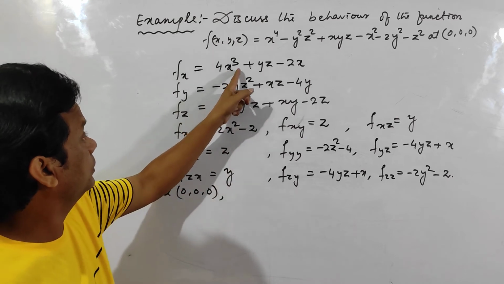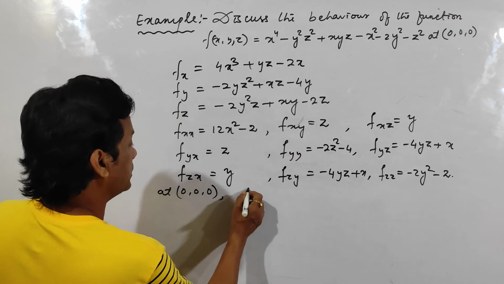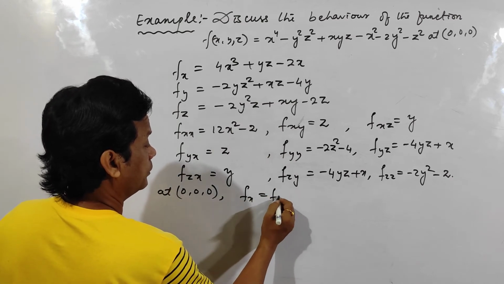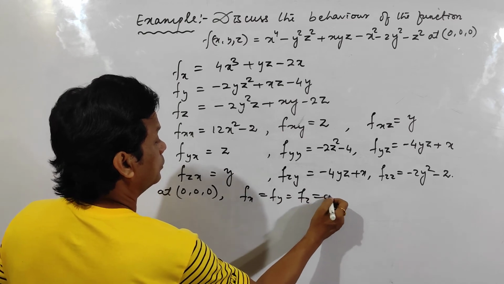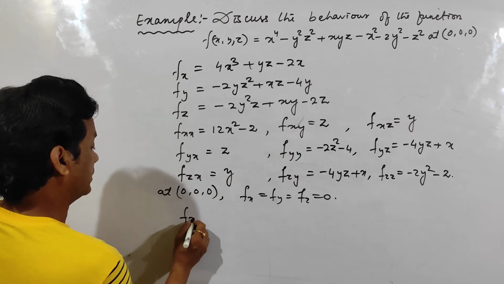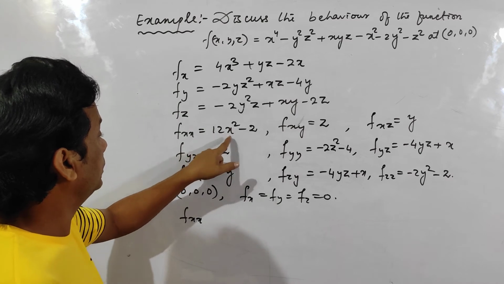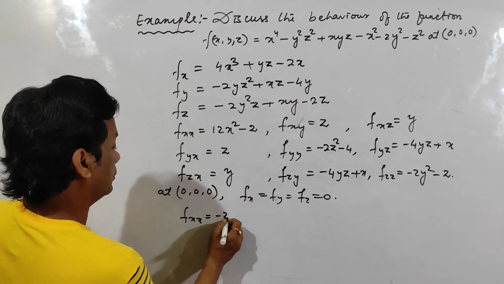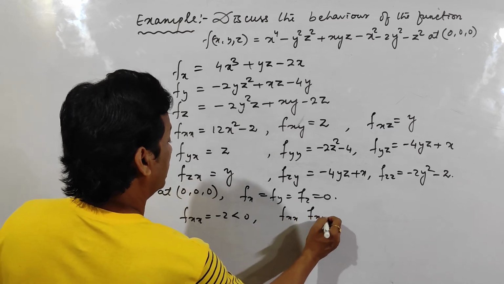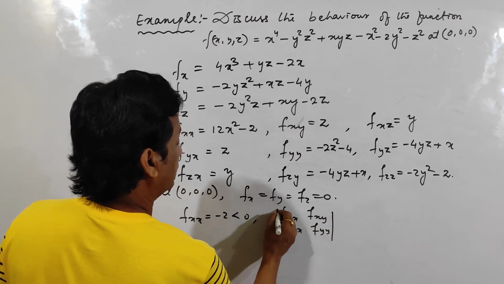to 0, z is equal to 0, fx will be 0. This one is also 0, this one is also 0. That means fx is equal to fy is equal to fz is equal to 0. Your second point is over. Now the third point, fxx. If you put x is equal to 0, then it will be minus 2, less than 0. Now fxx, fxy, fyx, fyy, the second order determinant.